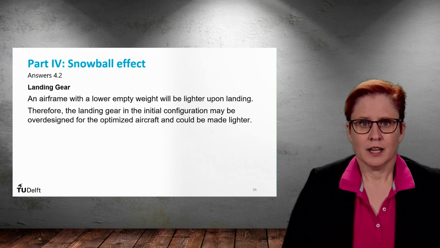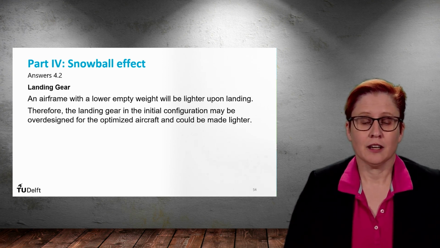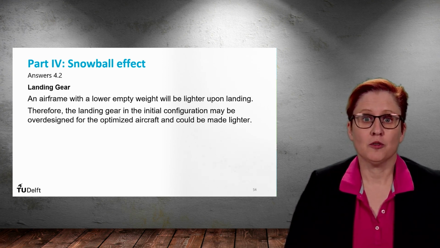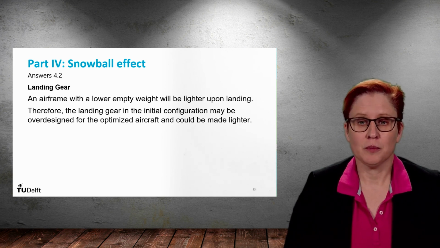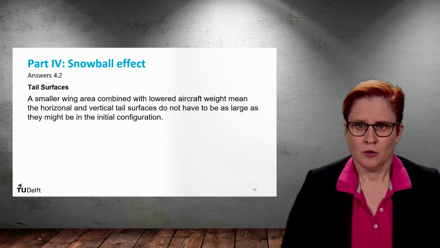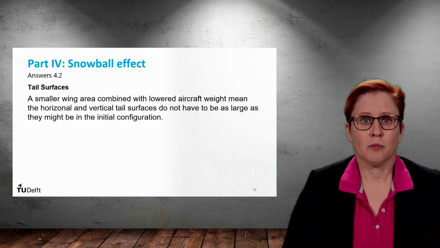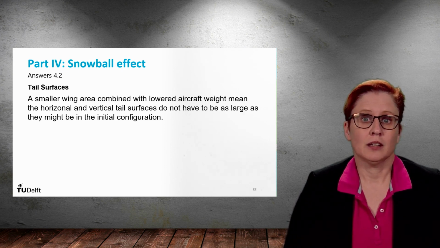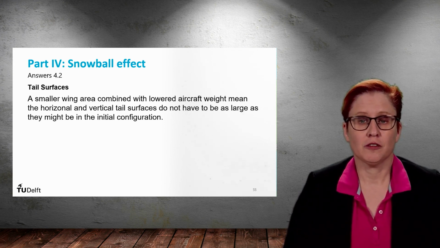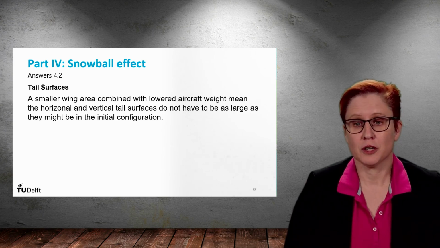If we look at landing gear, an airframe with a lower empty weight will be lighter upon landing. Therefore, the landing gear in the initial configuration may be over-designed for the optimized aircraft and could be made lighter. And finally, tail surfaces. A small wing area combined with lower aircraft weight means that the horizontal and vertical tail surfaces do not have to be as large as they might be in the initial configuration.